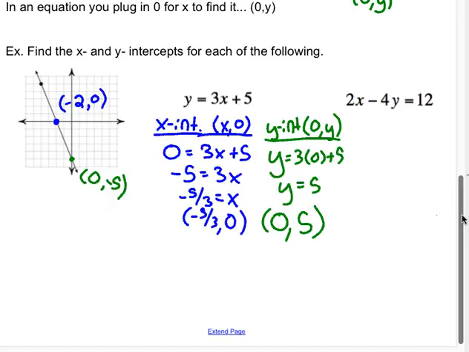So you can find them looking graphically, or you can find them in equations if you just plug in the 0. Okay? So let's take a look at this next one.